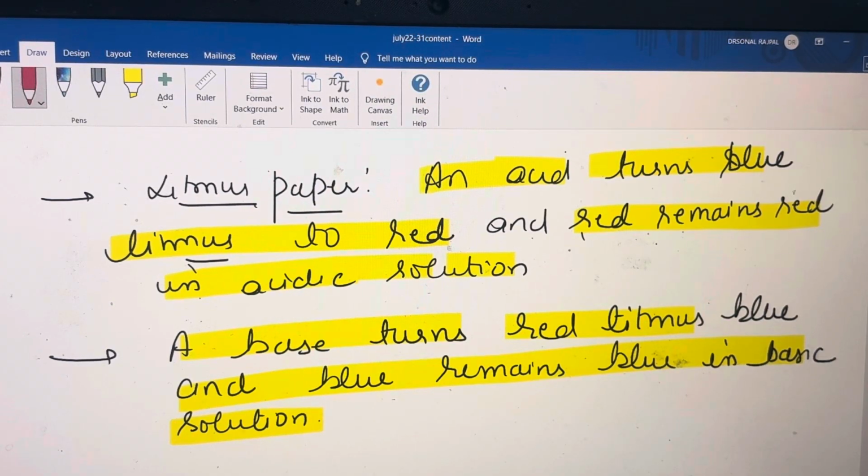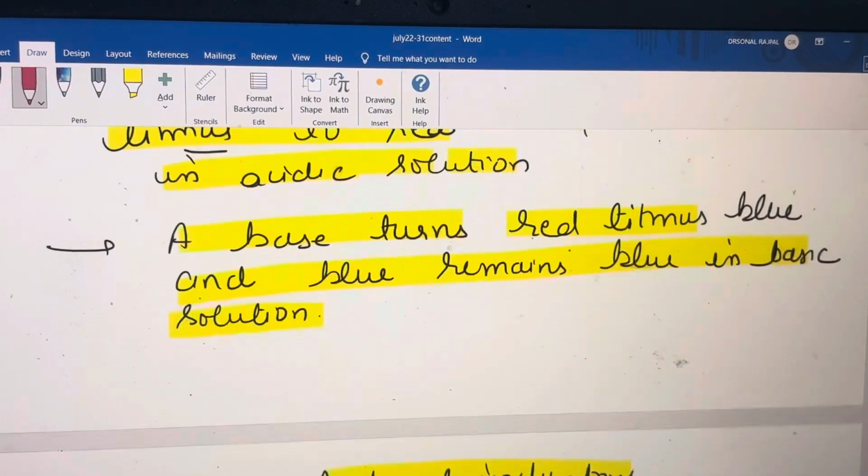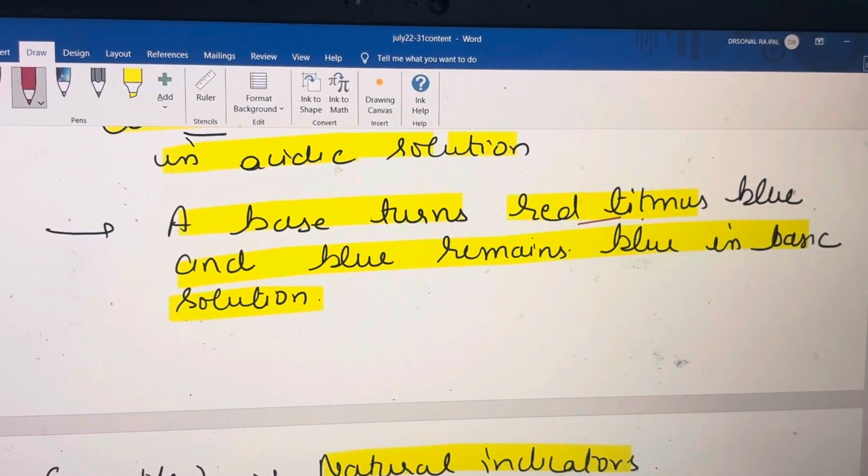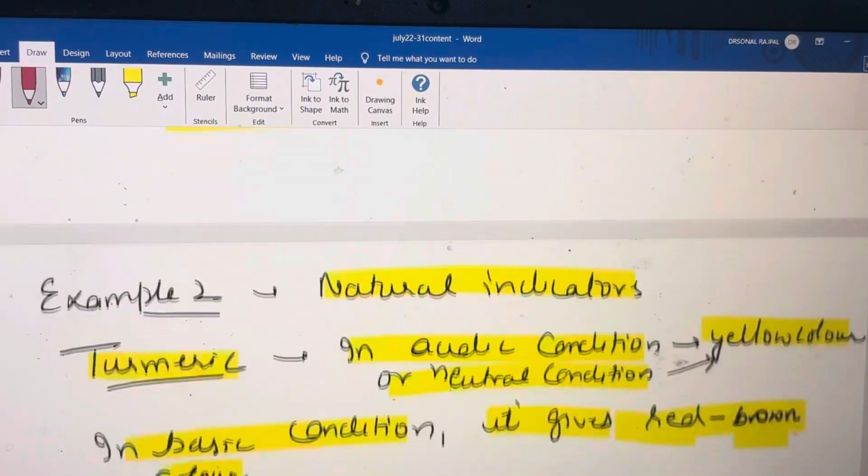Likewise students, a base turns red litmus paper to blue, and the blue remains blue in basic solution. Likewise students, another example of a natural indicator is turmeric.